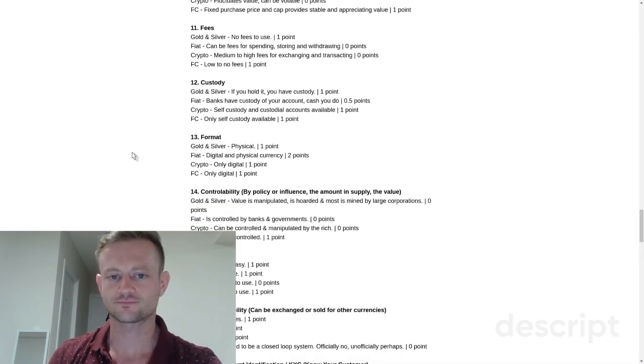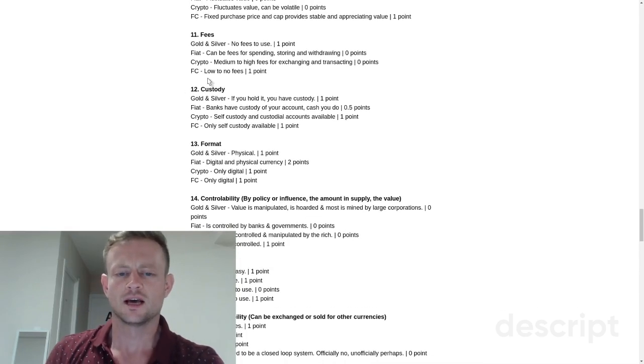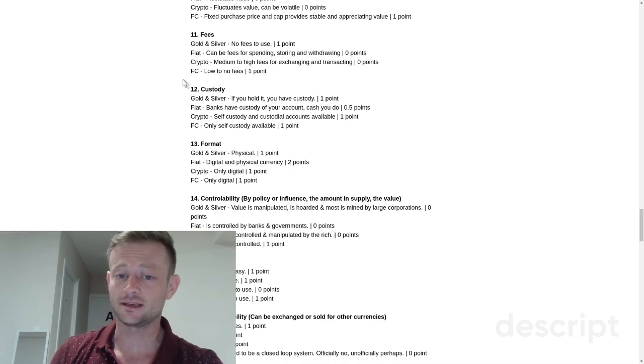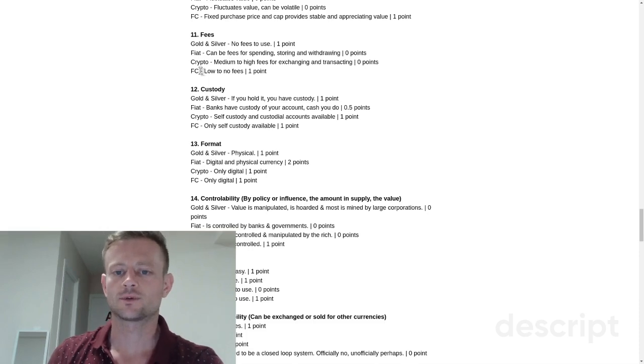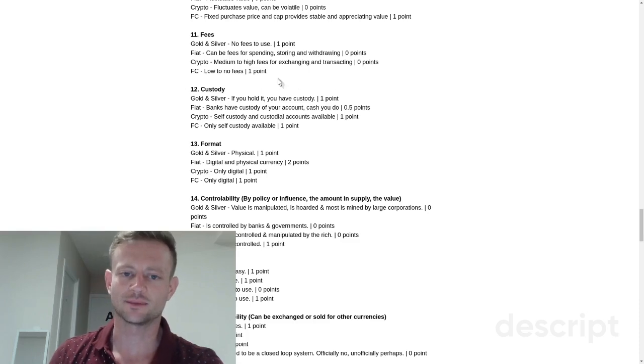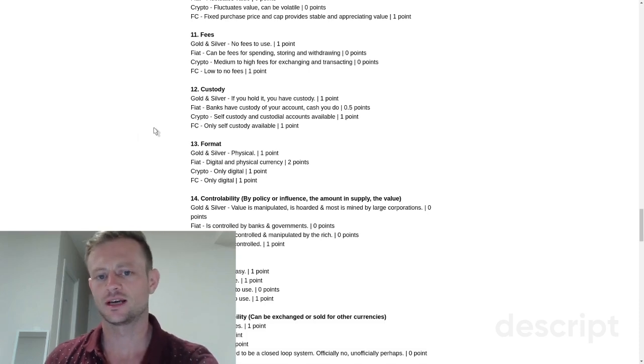Next are the fees. Gold and silver, if you're just handing it to people, no fees. Fiat, there can be, it depends, for spending, storing, withdrawing. Crypto, medium to high fees. Oh, the times I've used crypto, playing around with that, sending Bitcoin or Monero, some of the fees can be ridiculously expensive, and it depends on which wallet and exchanges you're using. Obviously, some are more than others.